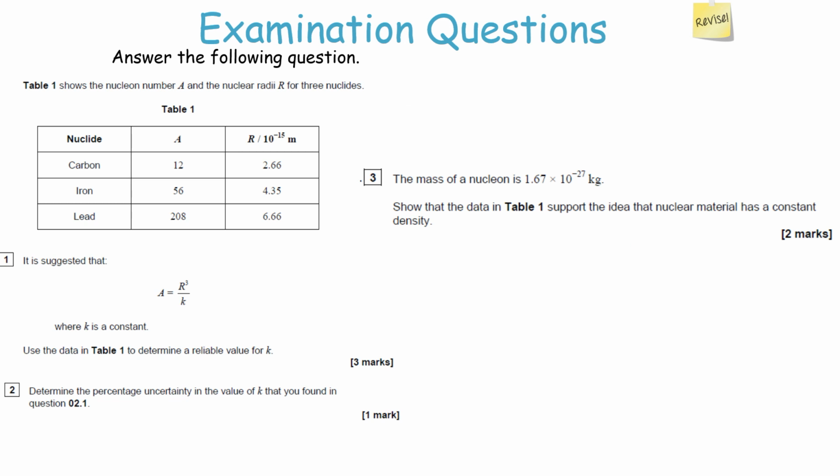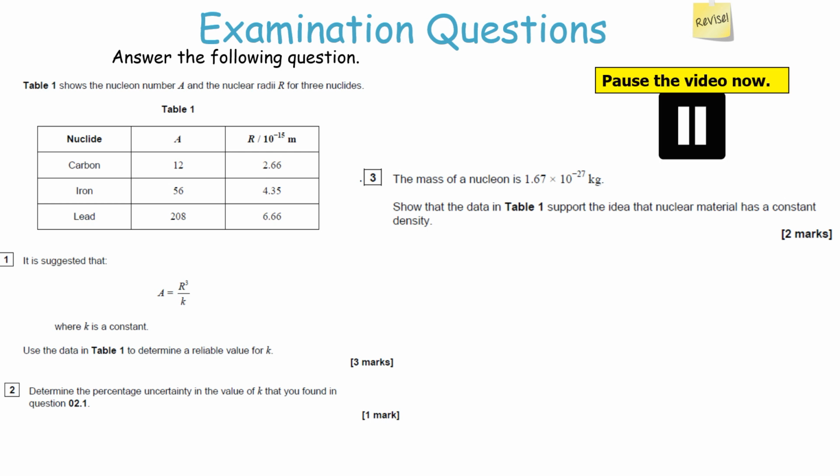Next question. Table 1 shows the nucleon number A and the nuclear radii R for 3 nuclides. It suggests that A is equal to R cubed over K, where K is the constant. Use the data in Table 1 to determine a reliable value for K. Determine the percentage uncertainty of the value of K you found in 2.1. And the mass of a nucleon is 1.67 times 10 to the minus 27. Show that the data in Table 1 supports the idea that nuclear material has a constant density. Right, so pause the video now, then unpause the video when you want to go through the answer.